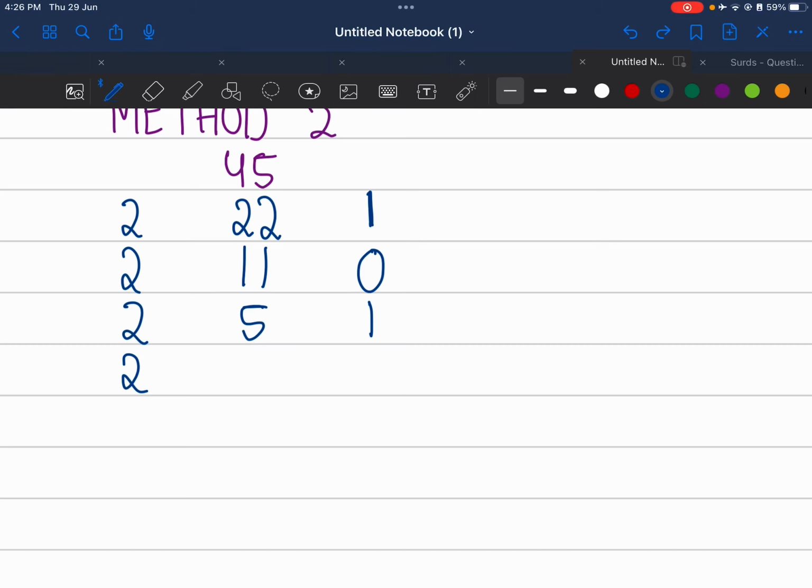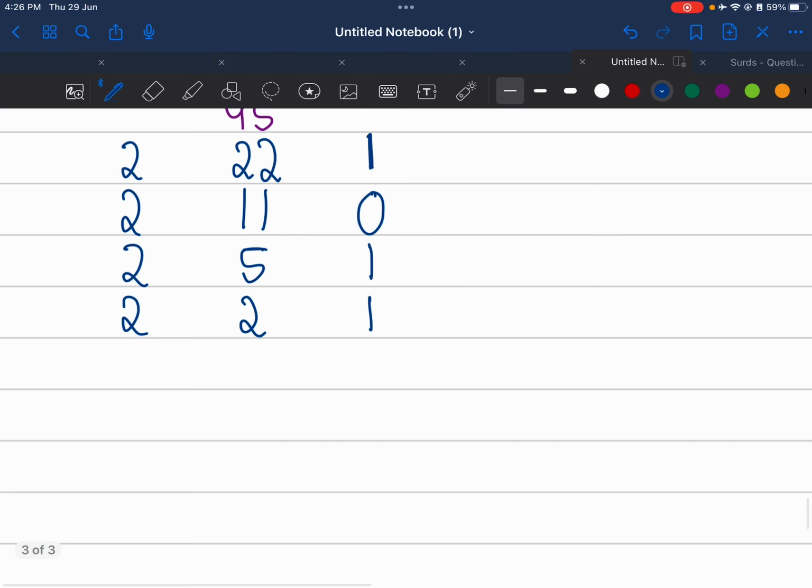So again 2 times 2 is 4, and the remainder is again 1. Then 2 times 1 is 2, and the remainder is 0.